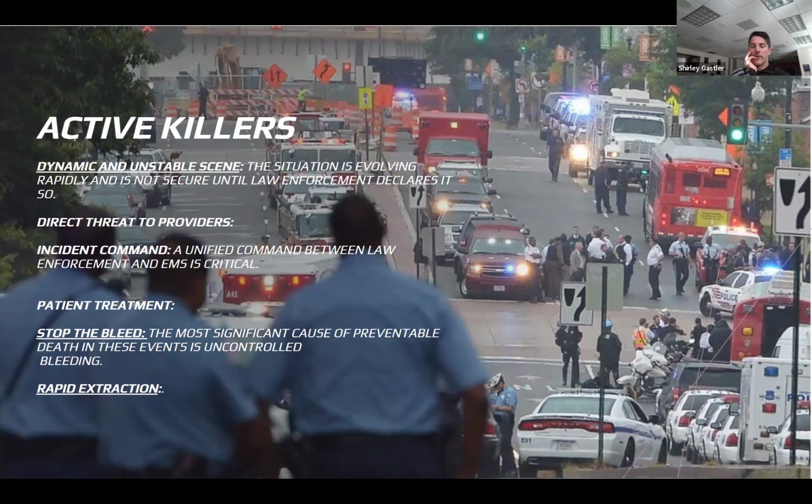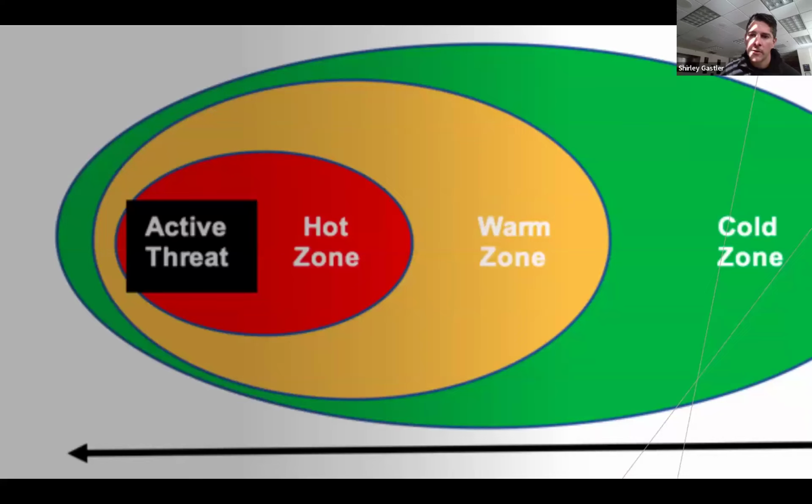If you caught my talk at Priority One a couple of months back, obviously I'm a huge advocate of tourniquets and making sure we stop the bleed. The limb exsanguination is the most common cause of preventable death in a lot of these type of trauma scenarios. So be aggressive with tourniquets, be aggressive with stopping the bleed and treating wounds and whatnot. And then of course rapid extrication.